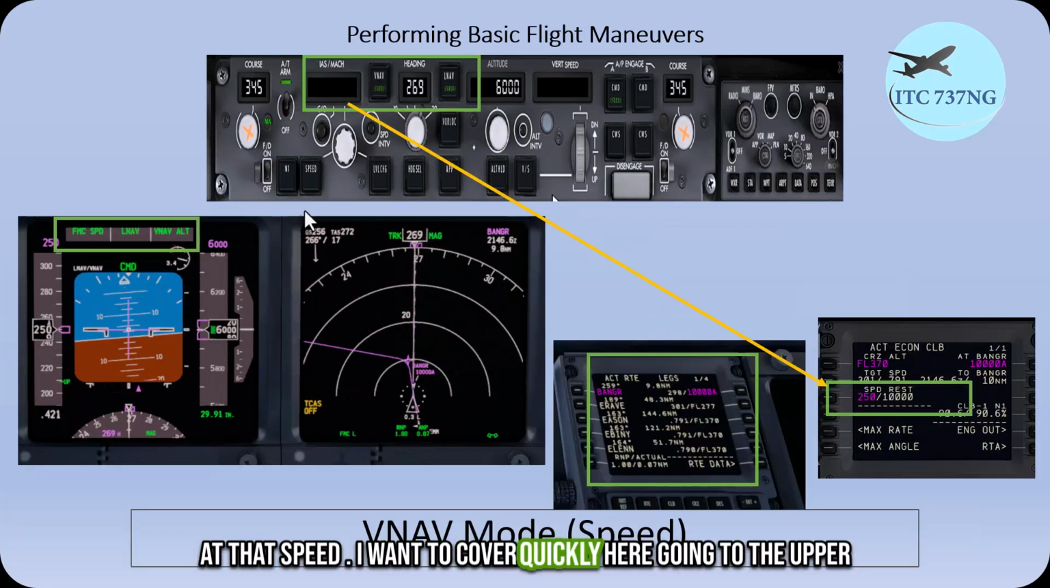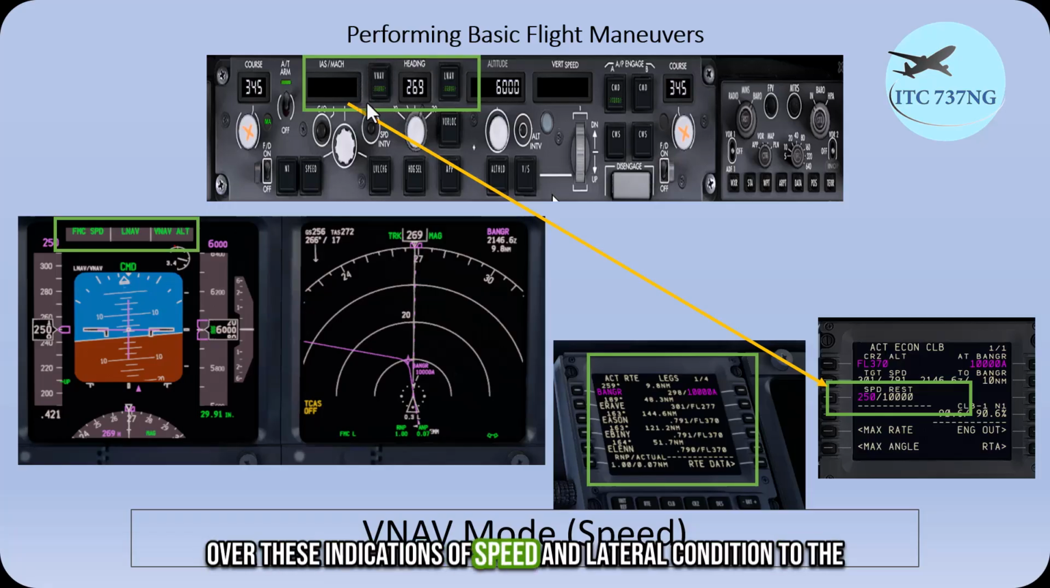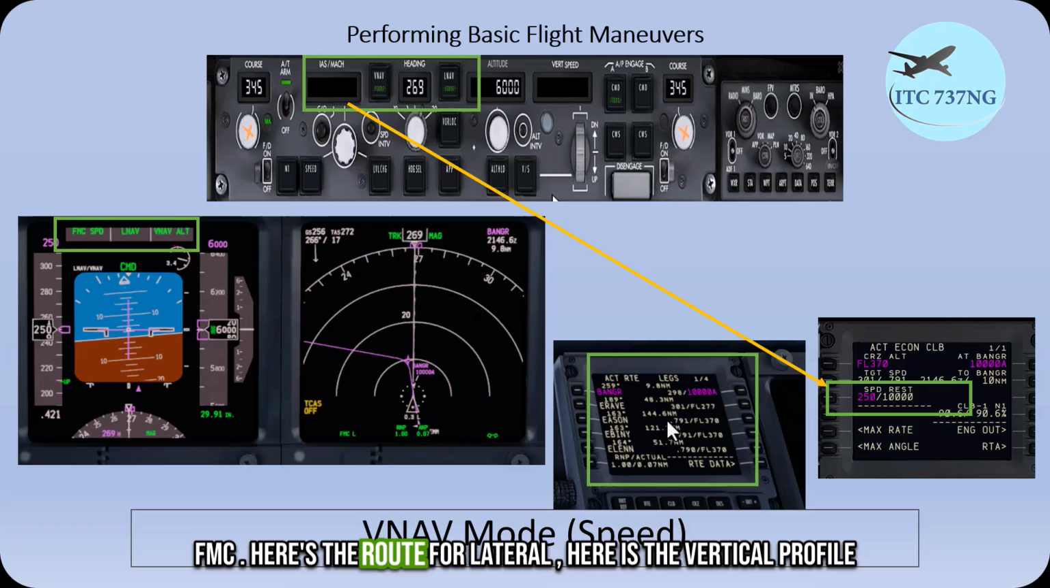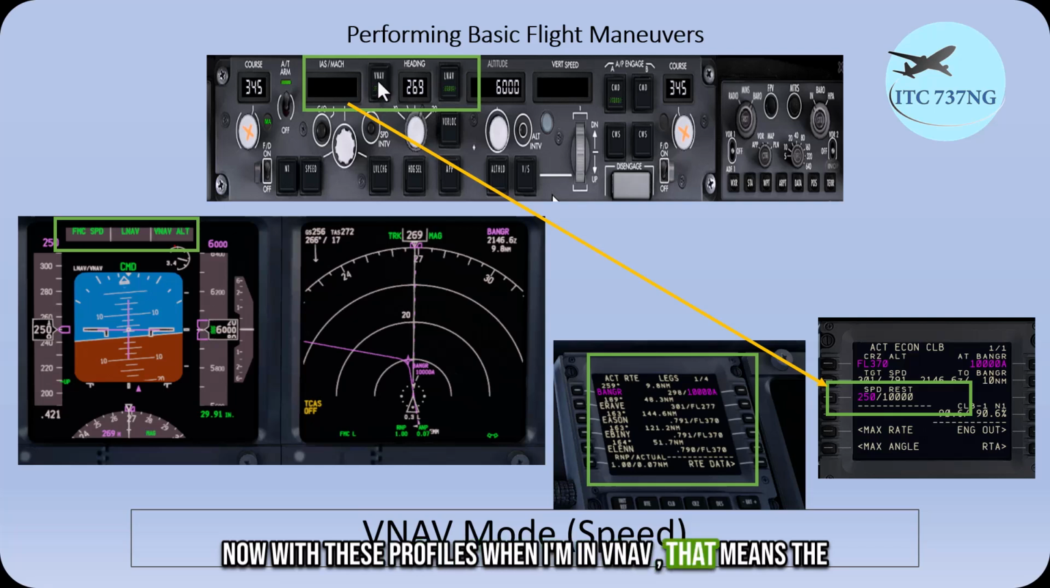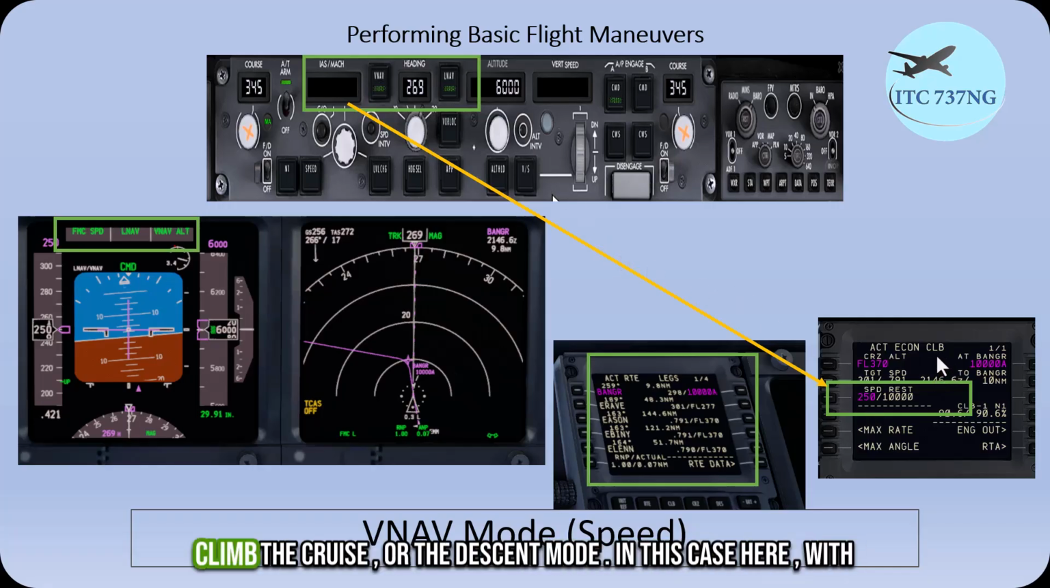I want to cover quickly here, going to the upper level of the mode control panel display, where we're giving over these indications of speed and lateral condition to the FMC. Here's the route for lateral. Here is the vertical profile. Now, with these profiles, when I'm in VNAV, that means the vertical profile of the aircraft is controlled by the FMC in the climb, the cruise, or the descent mode.